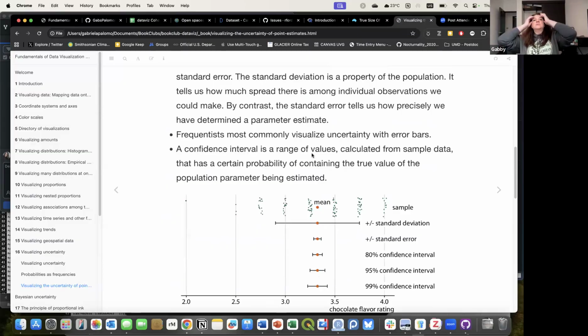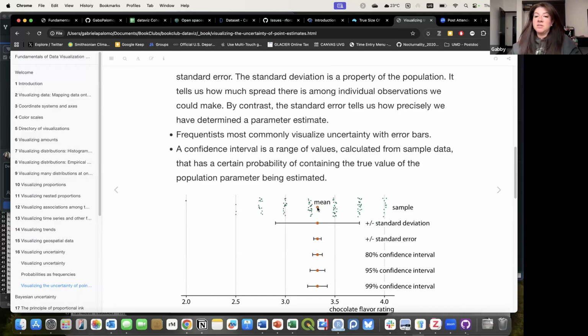The book starts to draw differences between how frequentist and Bayesian statisticians show uncertainty. So I'm going to talk a little bit about that. First, I'm going to talk about the way frequentists show uncertainty using error bars. And these error bars can mean standard deviation around the mean.